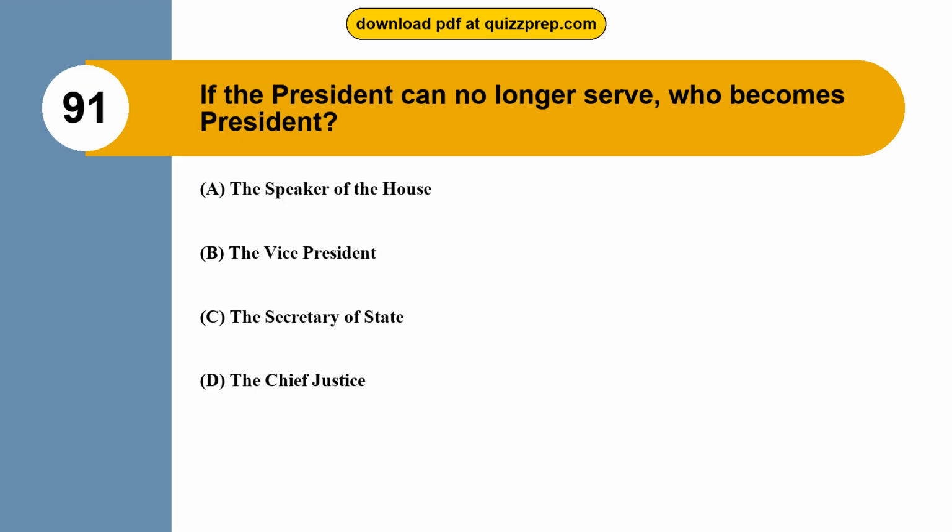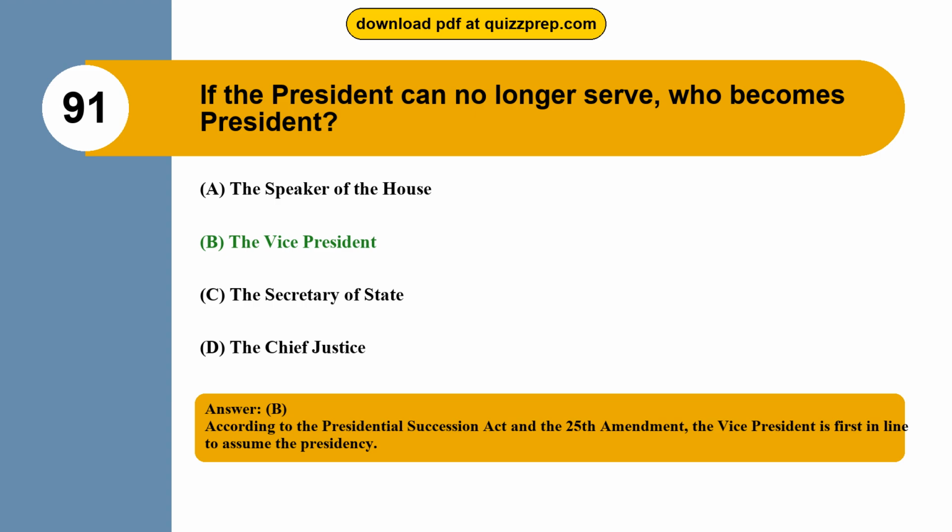Question 91. If the president can no longer serve, who becomes president? Option A, the Speaker of the House. Option B, the Vice President. Option C, the Secretary of State. Option D, the Chief Justice. The correct answer is option B, the Vice President. According to the Presidential Succession Act and the 25th Amendment, the Vice President is first in line to assume the presidency.